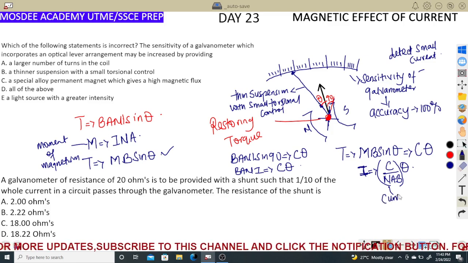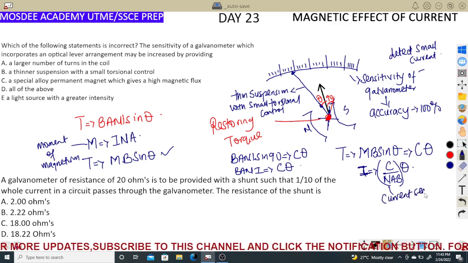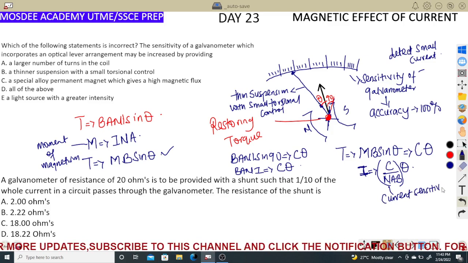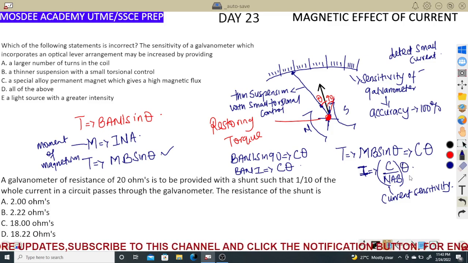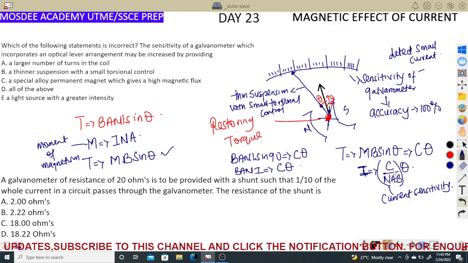Current sensitivity. Always keep that at the back of your mind. So making I the subject, the formula is now equal to C over NAB theta. So we define current sensitivity as theta divided by NAB. It's always like that. Whenever you are defining current sensitivity, C over NAB, sometimes people write it as K. So always keep it at the back of your mind.